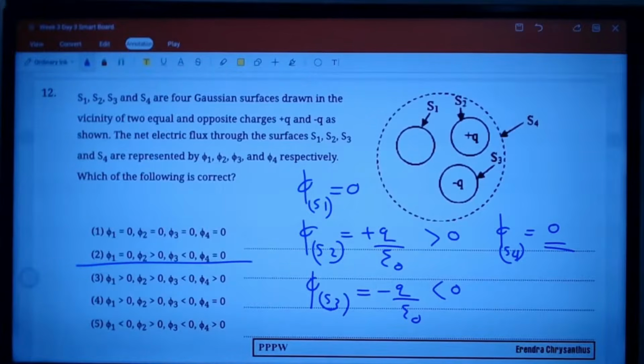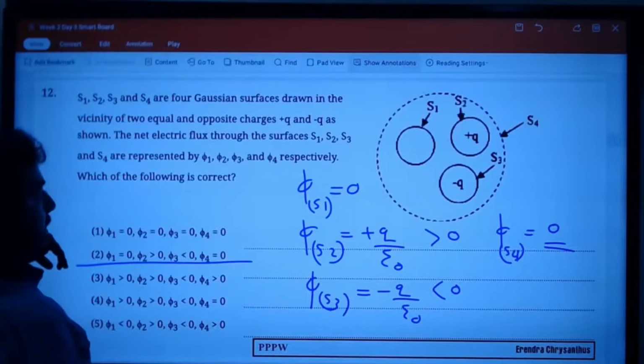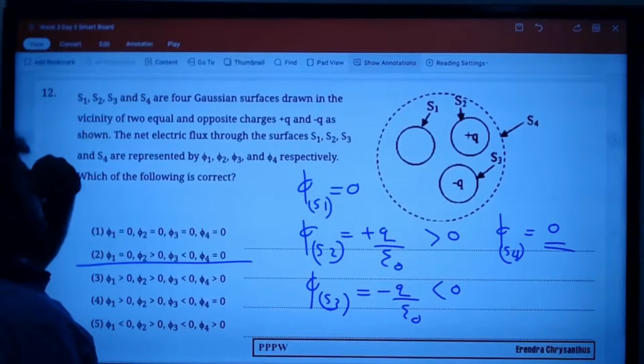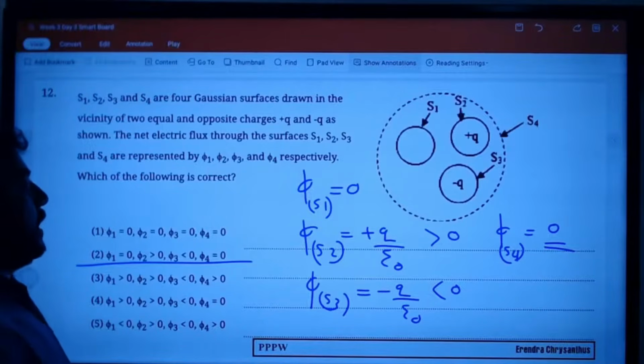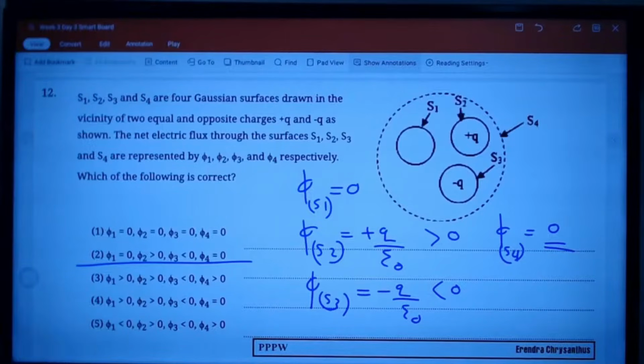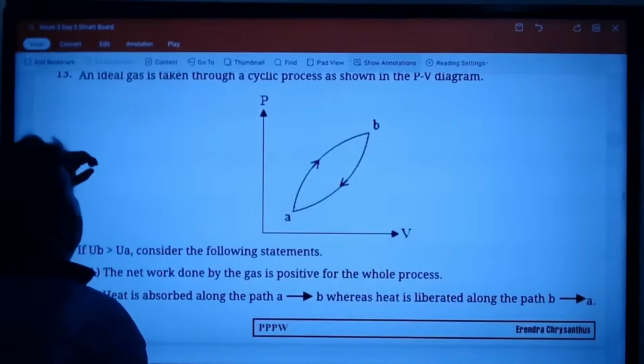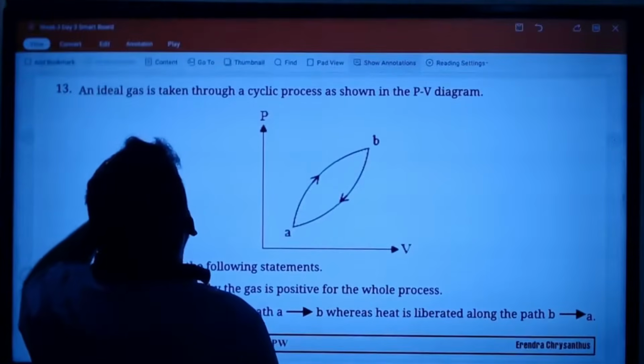Correct answer number 2. Right there. We must apply Gauss theorem to obtain the relationship. Right now? Okay. Next one.